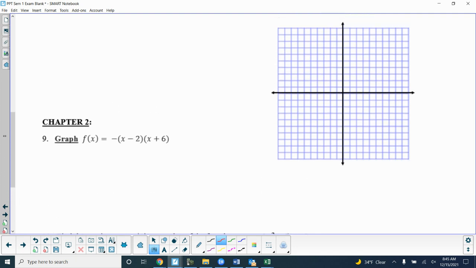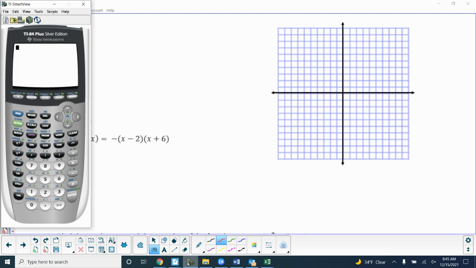All right. If you want, you can just go right to your calculator, hit your y equals, and just put that in just like it's typed, just like it's written. So negative parenthesis x minus 2 parenthesis x plus 6. And then hit graph. Okay? So since that negative sign was out front, our a value is -1. It means it opens down like that. And then you can go to your table, second graph, and there's some points you can use to plot.